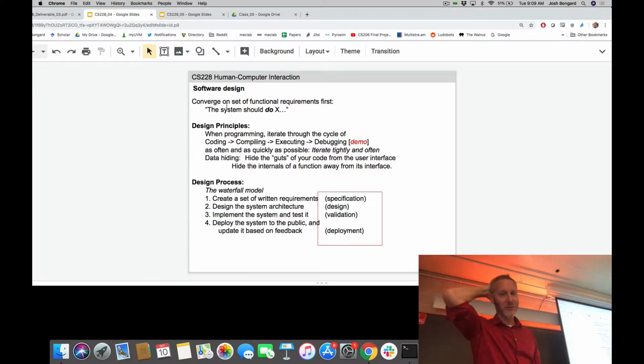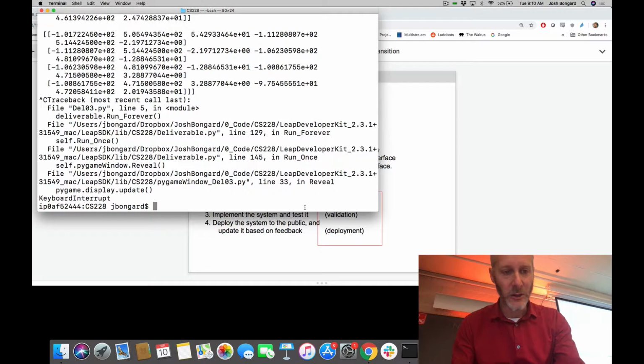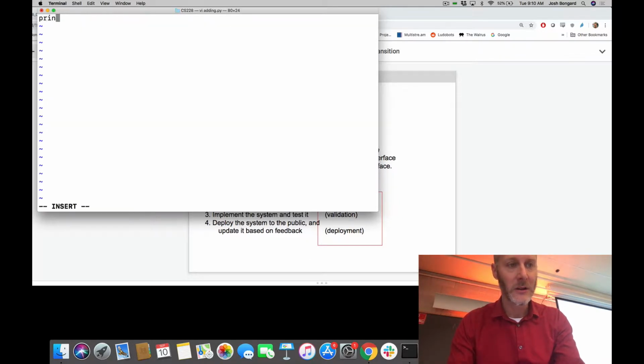One of my personal favorites is iterate tightly and often. You've probably already figured this out by working your way through the deliverables that I am the author of, is that a lot of times you're creating a new Python program that has one line in it, print 1, right? Seems like a ridiculous thing to do, but for those of you that grew up writing code in Python 2, that's a perfectly valid statement. And as I learned when I migrated to Python 3, not okay, right?